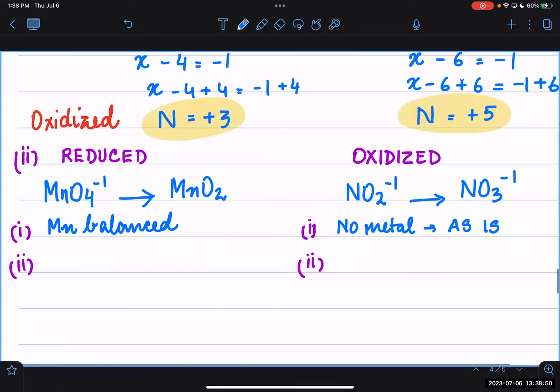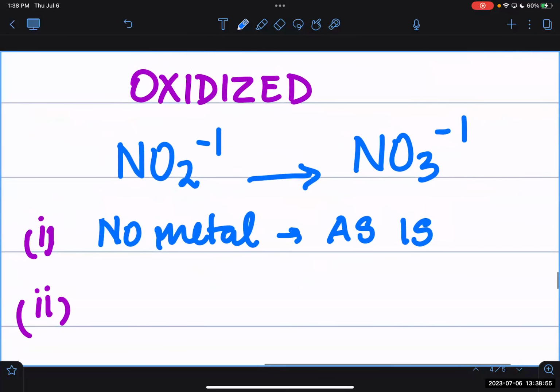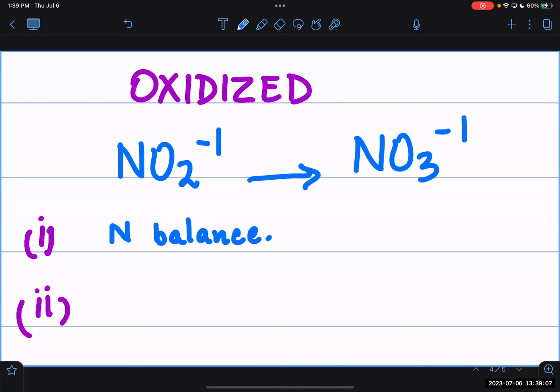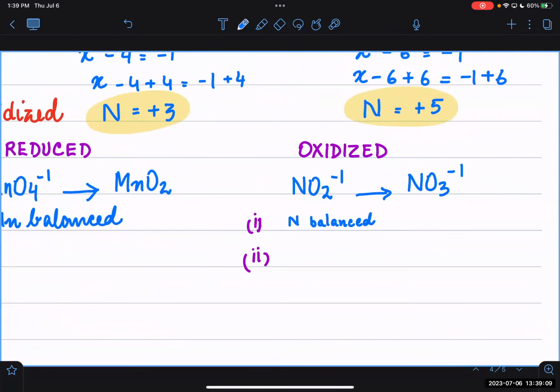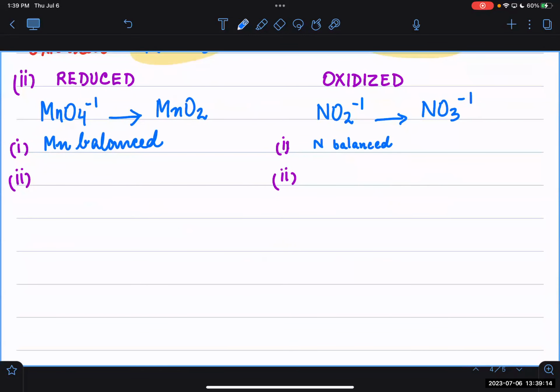Okay. What about here? How are you going to balance the oxygen? Oxygens are also not balanced, right? Nitrogens are balanced. Nitrogen is balanced, but what about oxygen? How will you do? Same thing, water. Very good. So don't be afraid, it's just water you need to add. That's it.